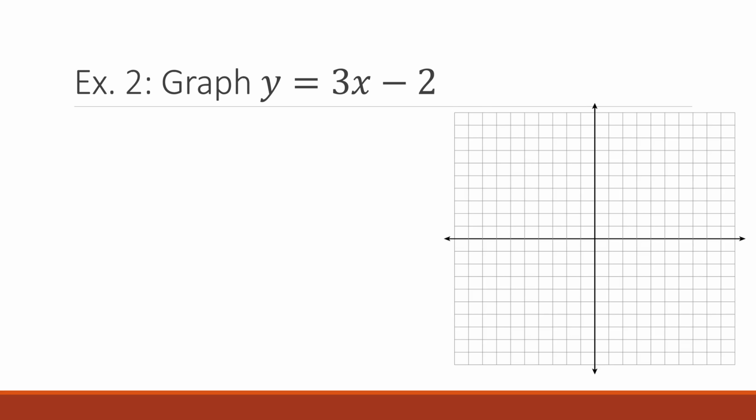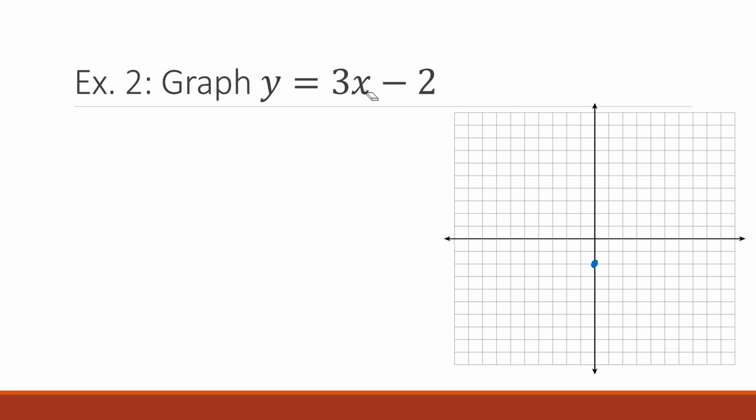So again, I'm going to start by graphing my y-intercept. In this case, the y-intercept is negative 2. So there's my starting point. Nice, y-intercept, negative 2. From there, the slope is 3. Now I only have 3 right now. I don't have a rise over a run because this isn't a fraction.